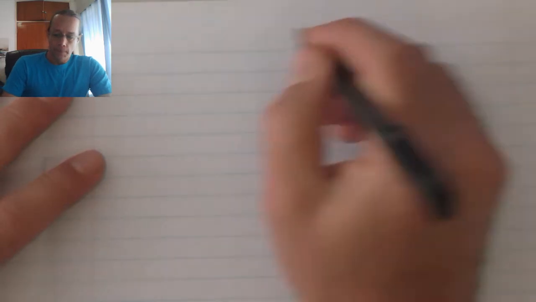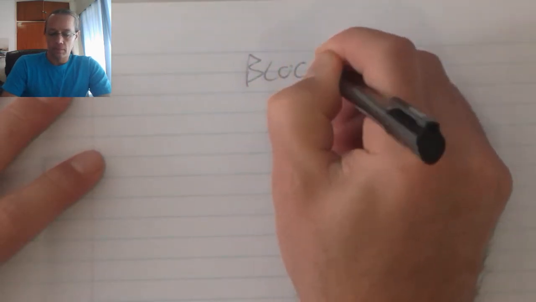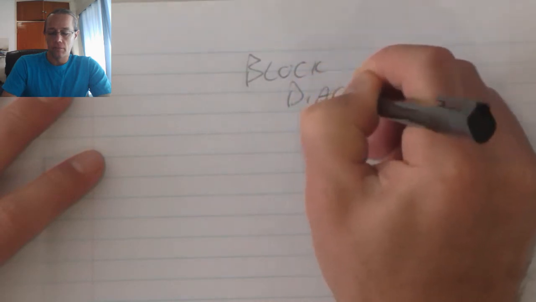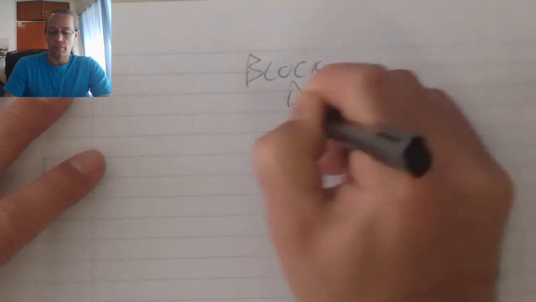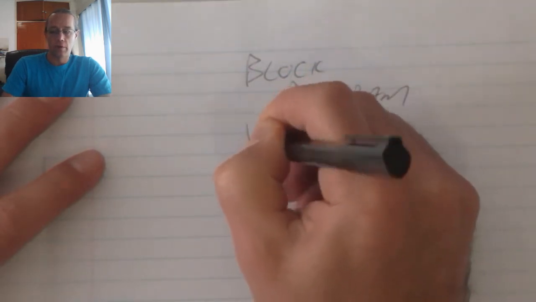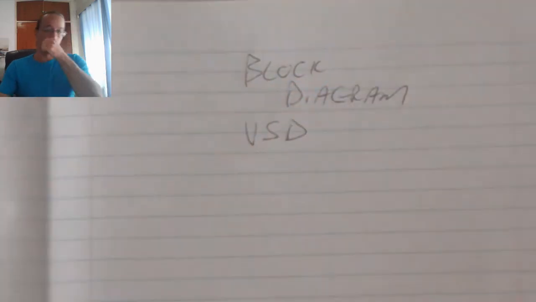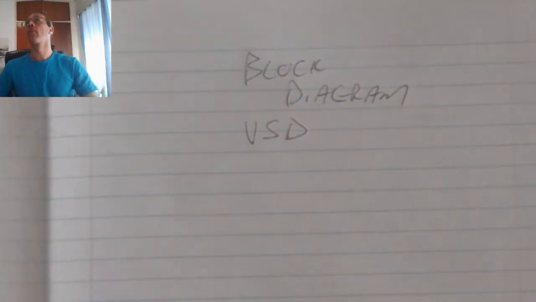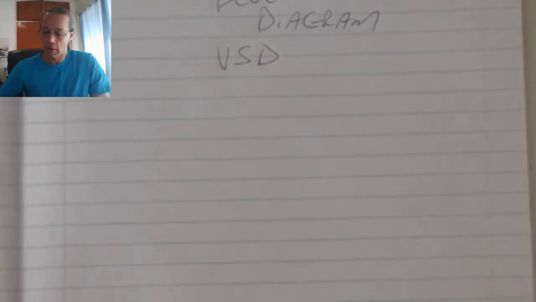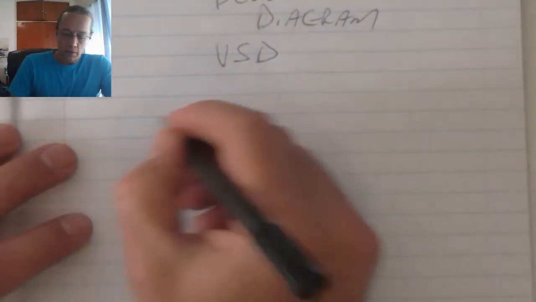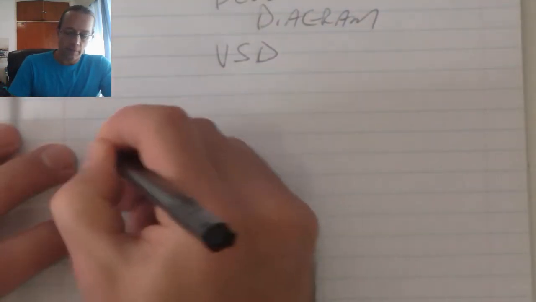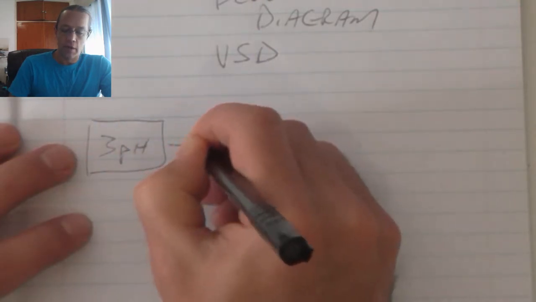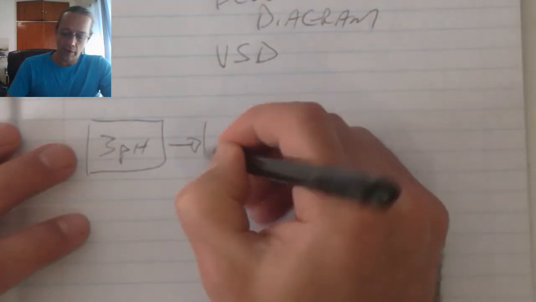The block diagram of the variable speed drive, or the variable frequency drive. We've got our 3-phase entering the system, and that goes to my rectifier.